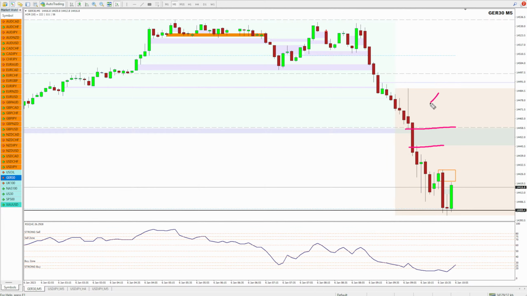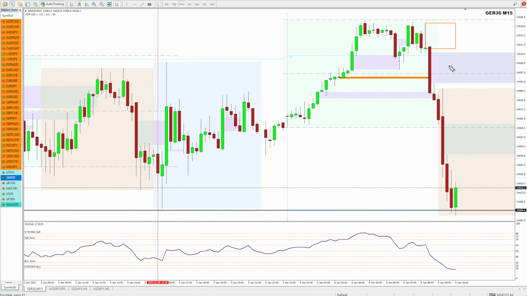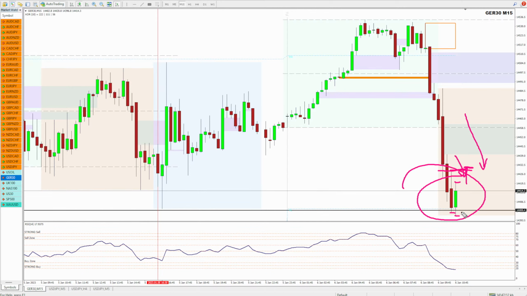We've also got a nice propulsion move there. Mind you, it's all part of one big drop, isn't it? If you look at M15, this has not stopped until here. And this M15 candle's not closed yet. We've got another 2 minutes left on this candle. At the moment, what's happening is we are just painting a lower low and a lower high. Market structure still bearish, isn't it? So until we break that high and close above that high, this is still a bear move. So don't just jump ship.